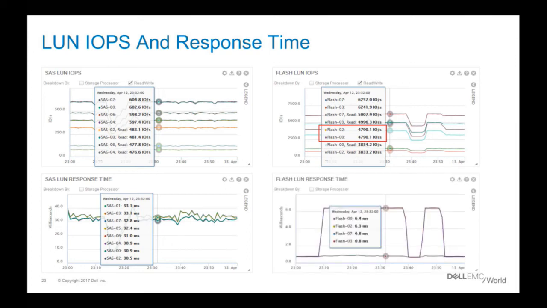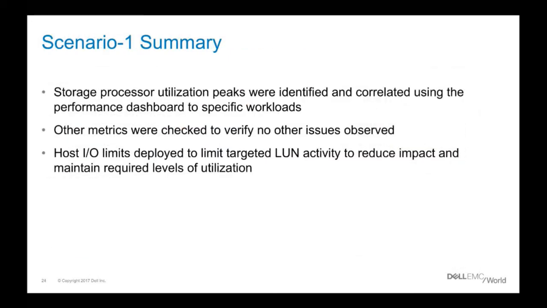If we then look at the response time, we can see how those limits are applied. Effectively, we're delaying the response in acknowledgement of the I/O for those LUNs, but to a balanced controlled level to try and hit the target that we've set for those LUNs. So the summary: the storage processor utilization was high. We identified from a health check perspective what was actually the problem, and then we decided to employ host I/O limits to affect a change and reduce the impact on the SP utilization.